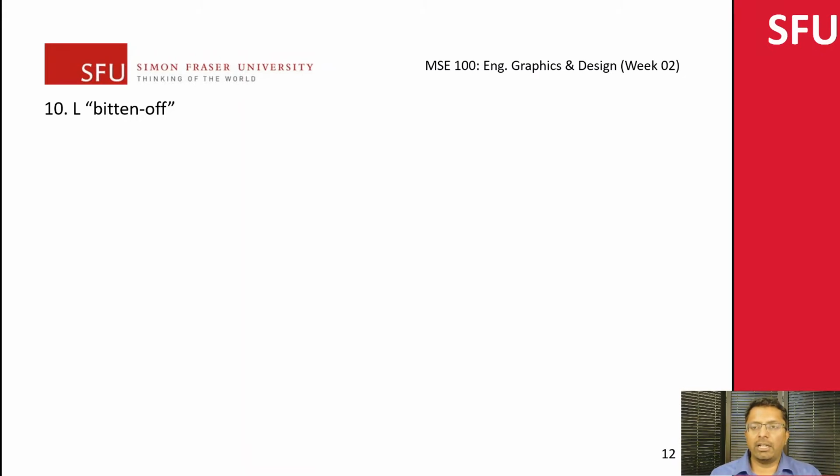So the next object we're going to be drawing, I'm going to call it the L bitten off. Essentially it's the same L-shaped object that we previously had, just that somebody maybe took a hacksaw and took a bite out of this L-shaped object over here. So this is the L that we have, and then somebody has taken a bite from the back side, which is something you don't actually see. So we create that object over here.